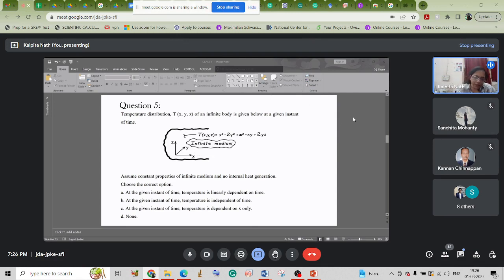There is an infinite body, and at a given instant of time, the temperature distribution is given. We have to assume constant properties of the infinite medium, and no internal heat generation. Choose which of the following options is true. At a given instant of time, temperature is linearly dependent on time, or temperature is independent of time, or temperature is dependent on x only, or none of the above.